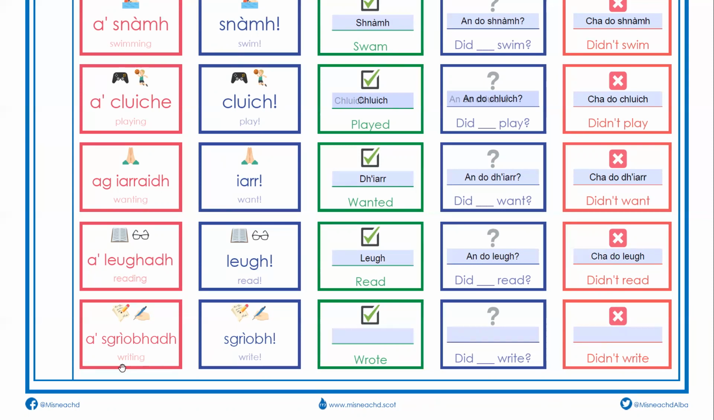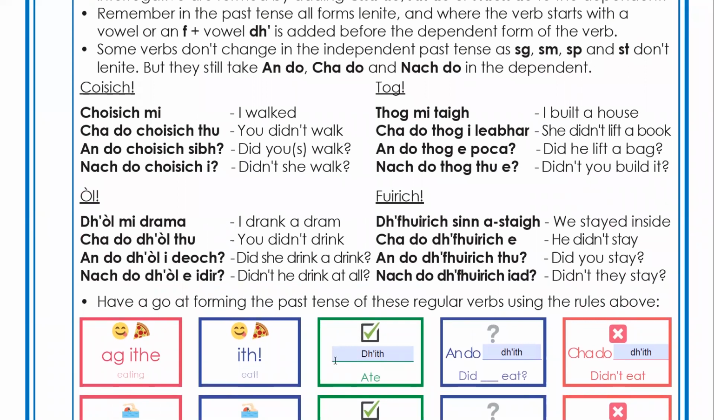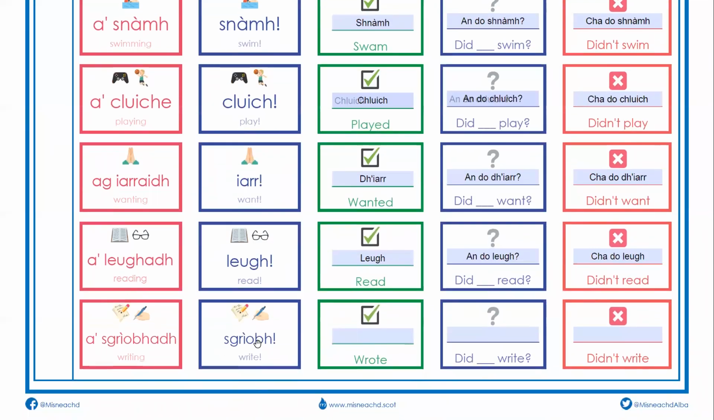I was writing a letter. Write a letter. So how do we get that in the past tense? If we remember up here, SG is one of these ones that don't change. So skriv lichtydd, skriv mi lichtydd midha. I already wrote a letter.